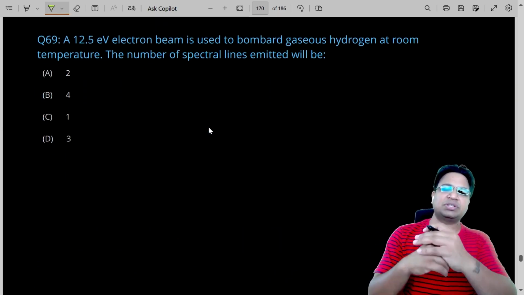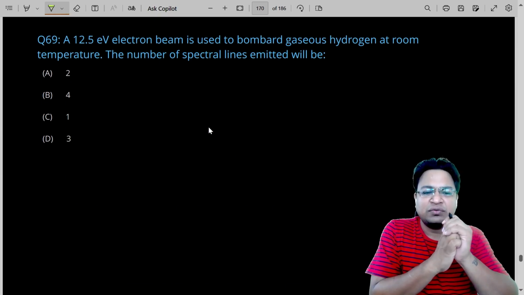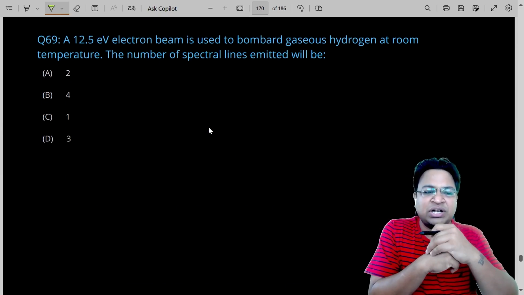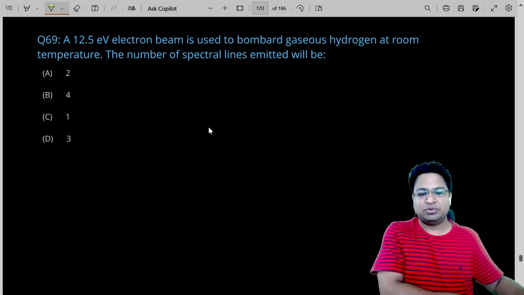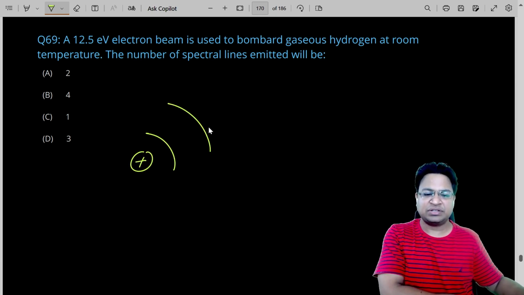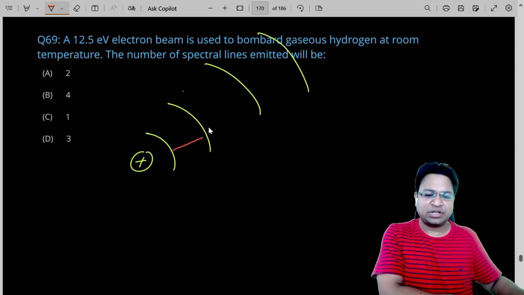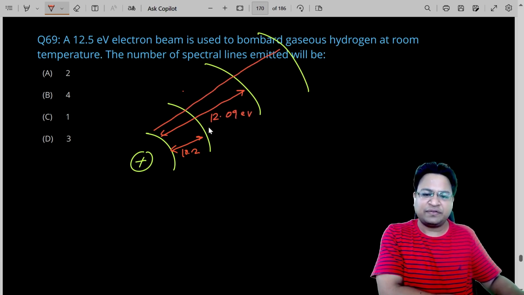Next, we move to question number 69. It says a 12.5 electron volt beam is used to bombard gaseous hydrogen atoms at room temperature. What you need to know here is the energy difference between the orbits. The energy difference between the first and the second orbit is 10.2 eV. The energy difference between the first and the third is 12.09, or you can say 12.1. The energy difference between the first and the fourth orbit is 12.75.